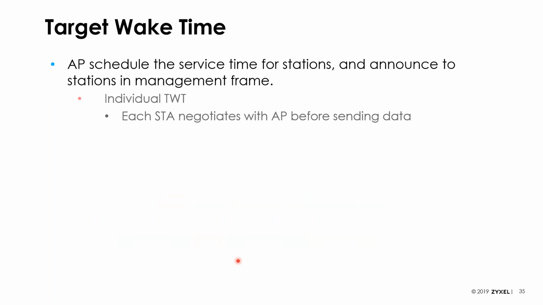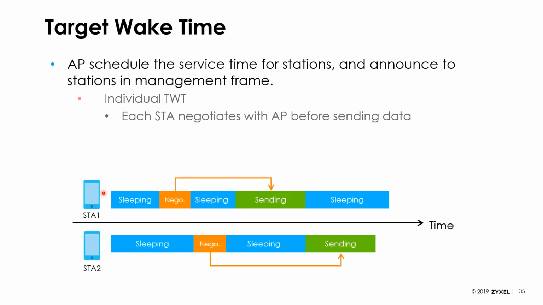So target wake up time means that after devices start communicating with the AP, they negotiate the best possible time for that transmission to occur. So station 1, after sleeping, negotiates with the AP that it is sending and receiving at a certain time, and station 2 does the same thing, and then they will not be overlapping, and they will not have to be idle and try to do retransmissions.